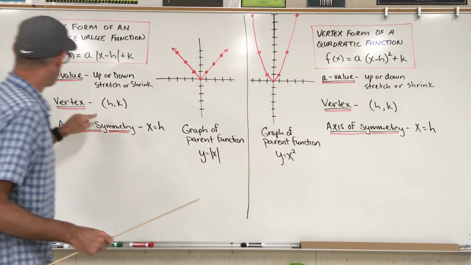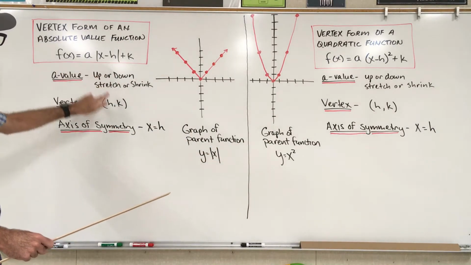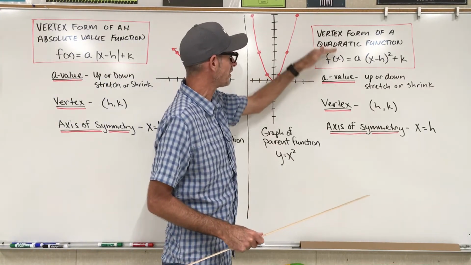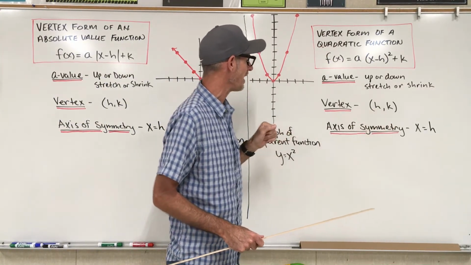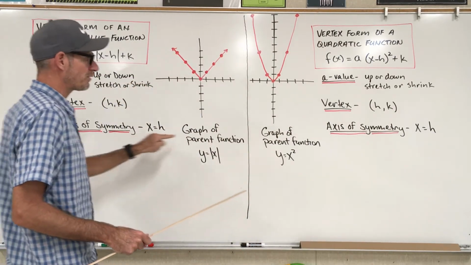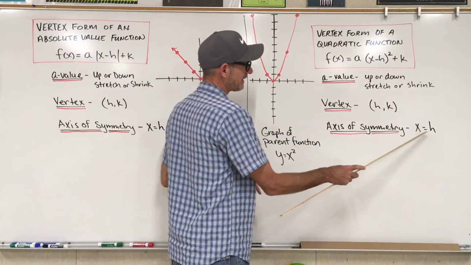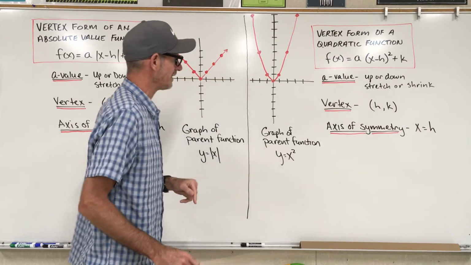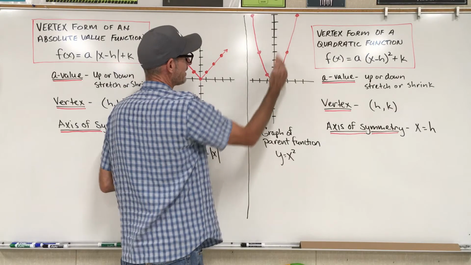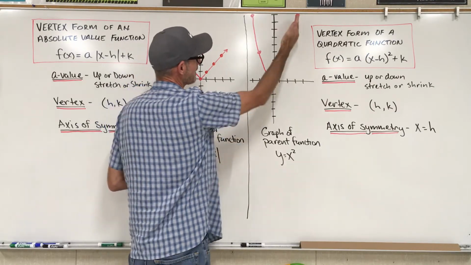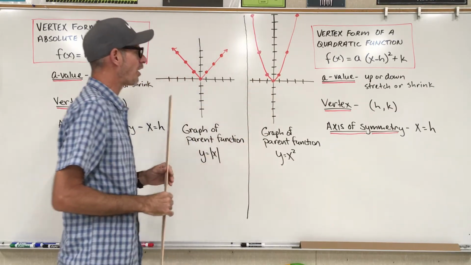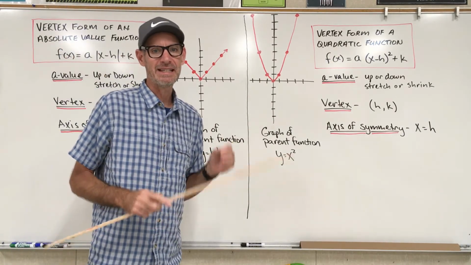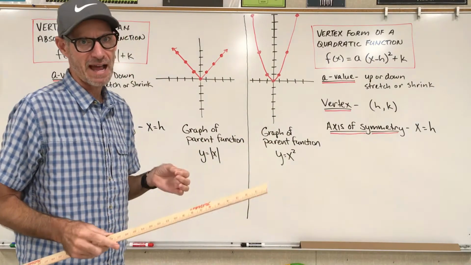The vertex is the same. If you're looking at an absolute value function, the vertex is h comma k. And if you're looking at a quadratic function, the vertex is h comma k. Also, the axis of symmetry is the same. It's x equals whatever the x coordinate of the vertex is. And a parabola is a symmetrical graph where the right-hand side and the left-hand side are mirror images of each other. So one of the main differences is how you need to make the graph.